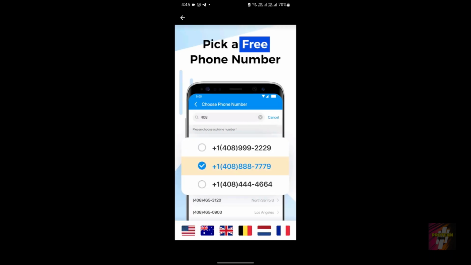The user interfaces of both applications are pretty good, but the main use of both those applications is different. Textplus actually lets you get a second virtual phone number, which enables you to make social media accounts much more easily compared to other applications. That is the best benefit of the Textplus application.